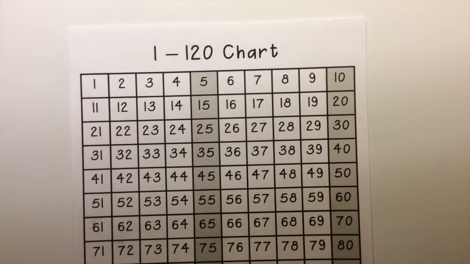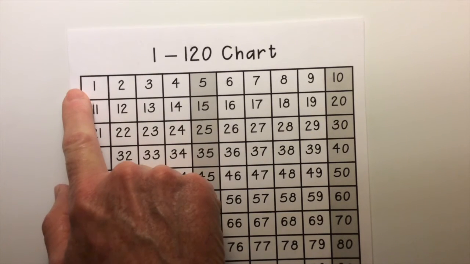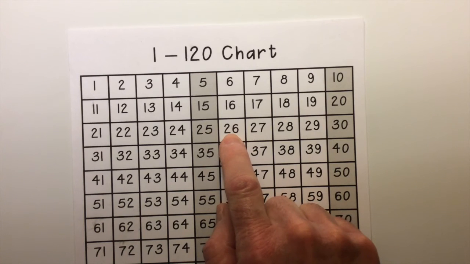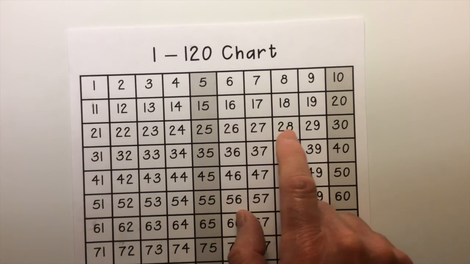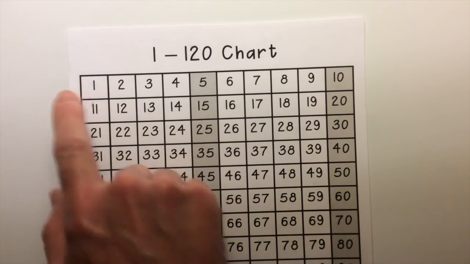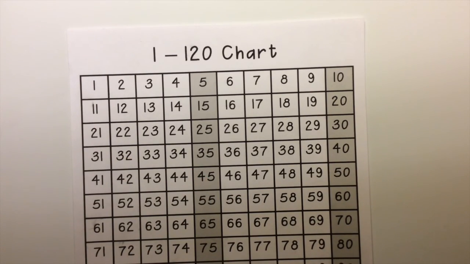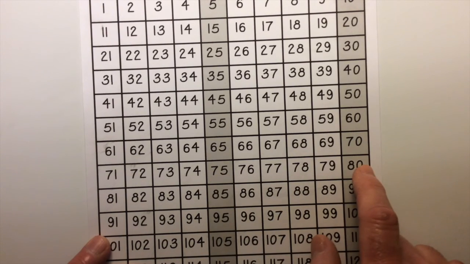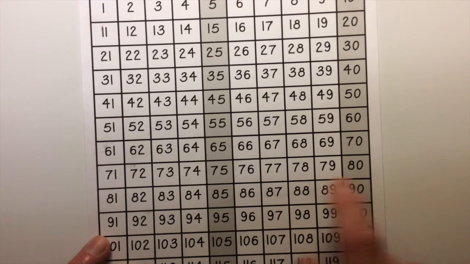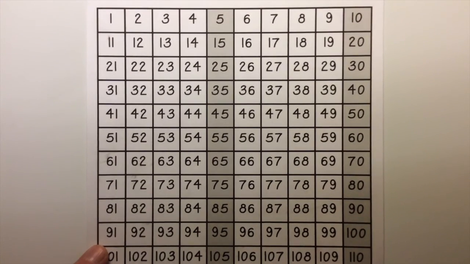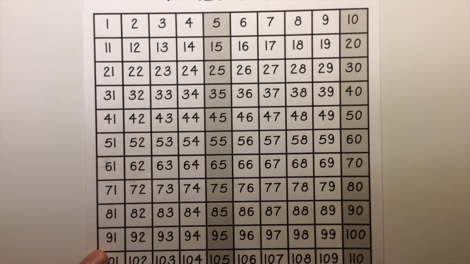The other thing that is nice to do when you're skip counting is don't always start at 0. Maybe start at, let's say, 26 and skip count by 2s. So I'm going to skip over the 27 to 28, skip over the 29 to 30. So you don't always have to start at the beginning when you're skip counting, okay? You could start at 75 and skip count 80, 85, 90, 95, 100. So you can pick out different places on the chart and skip count from there.